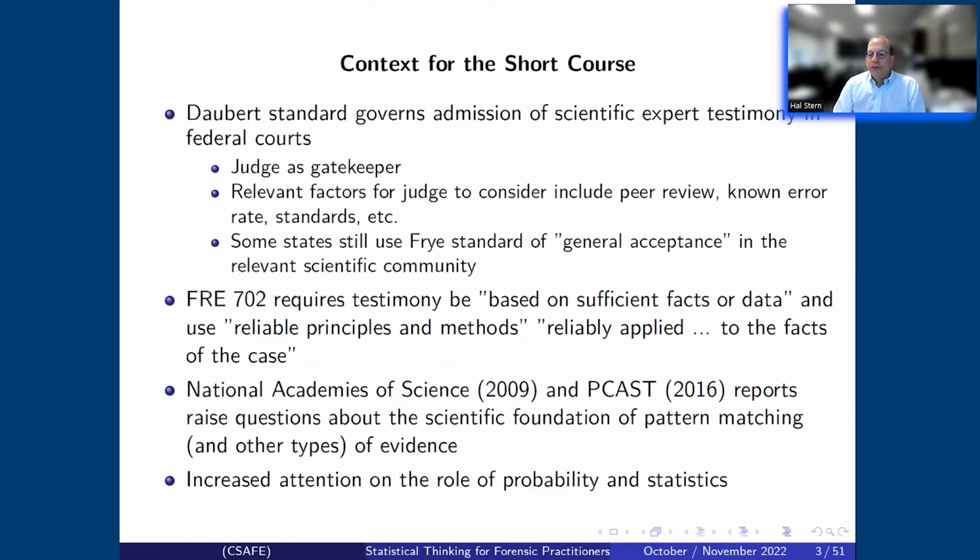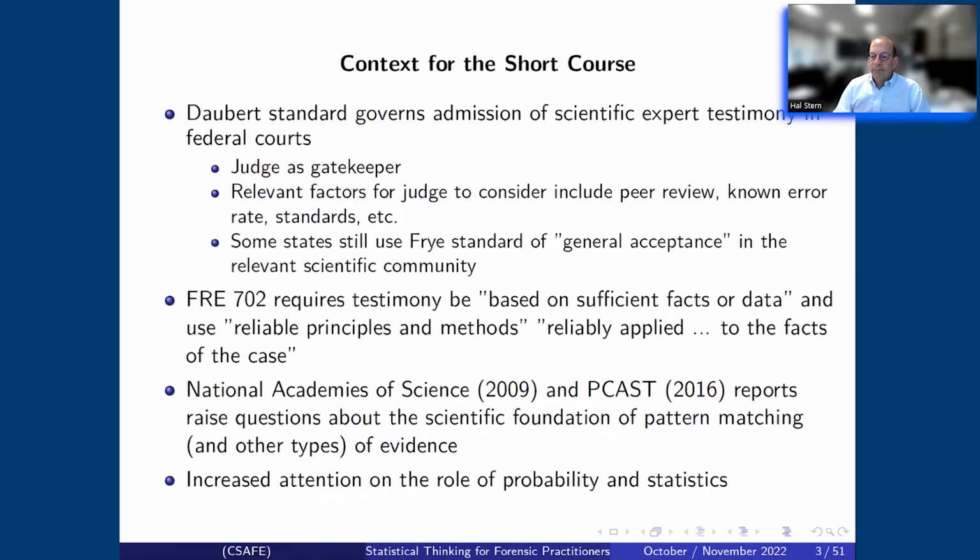The Daubert standard governs admission of scientific testimony for federal courts. The short version of it for me is that it sets the judge up as the gatekeeper and identifies a number of relevant factors that ought to be considered in deciding whether to accept scientific testimony. So there are several phrases that pop up in the Federal Rules of Evidence, Section 702. One is requiring testimony to be based on sufficient facts or data, that it use reliable principles and methods, and things like that.